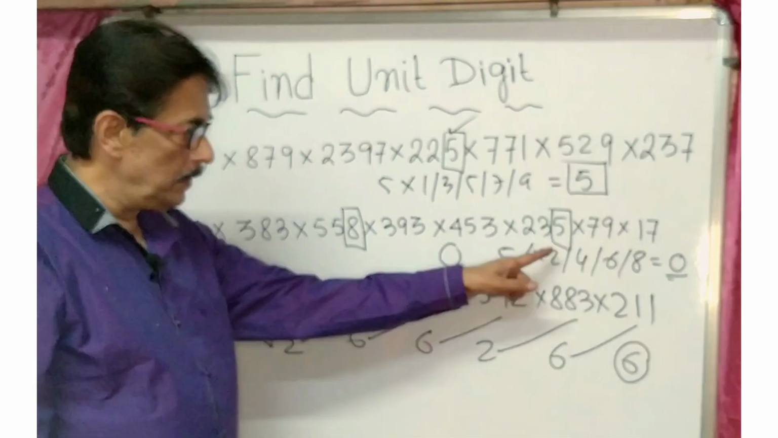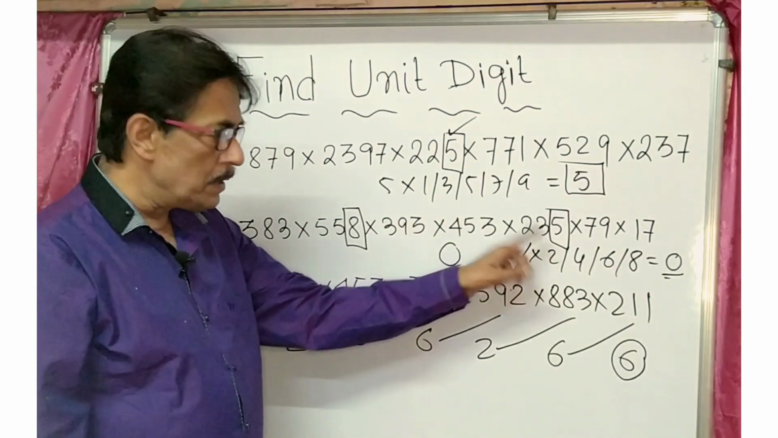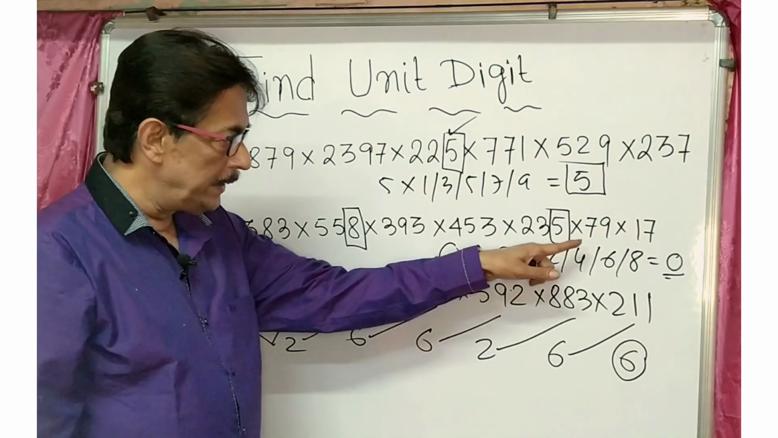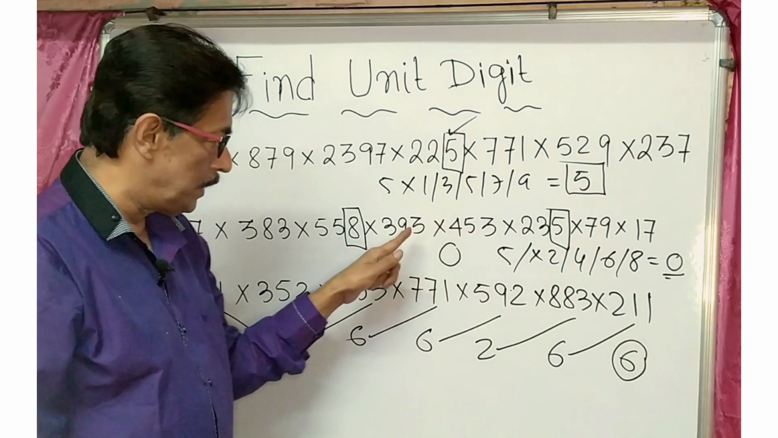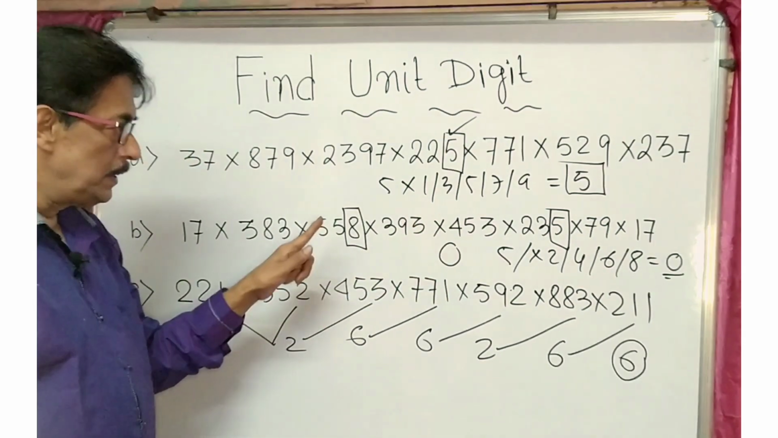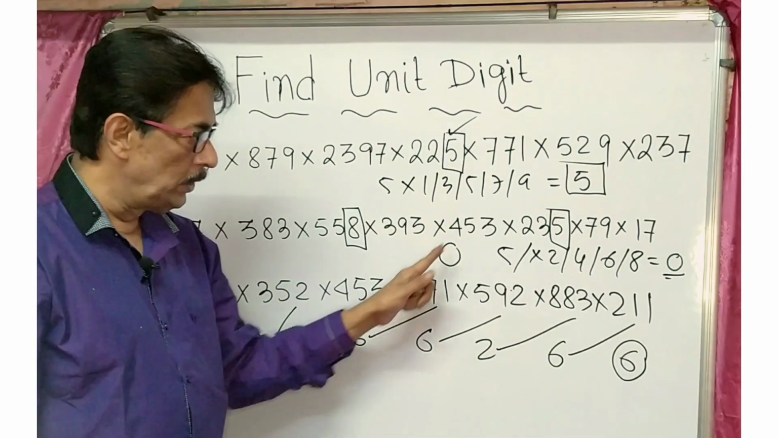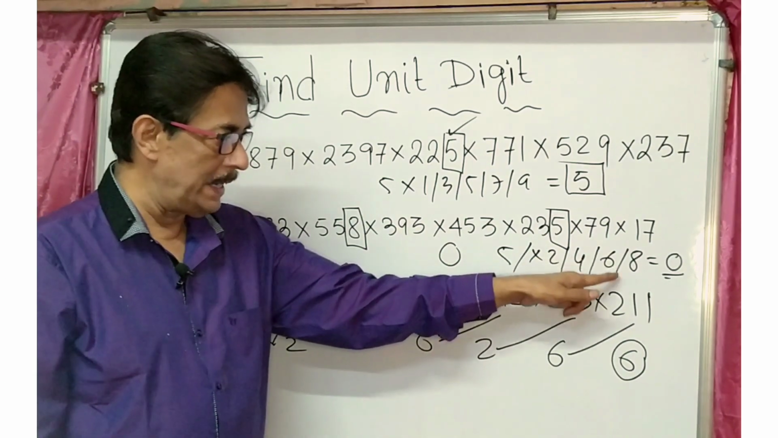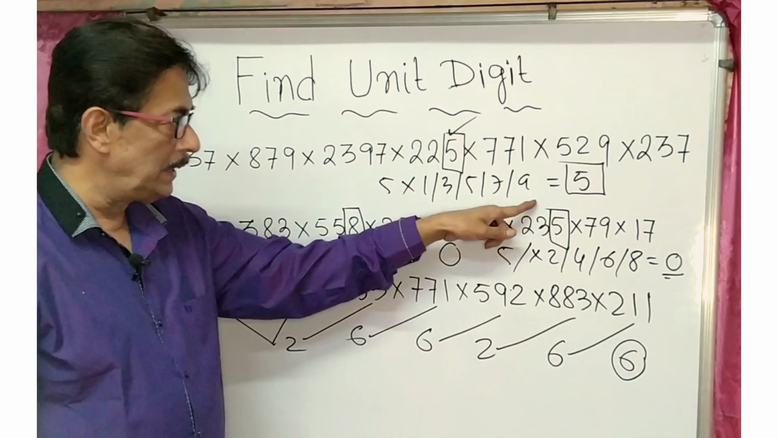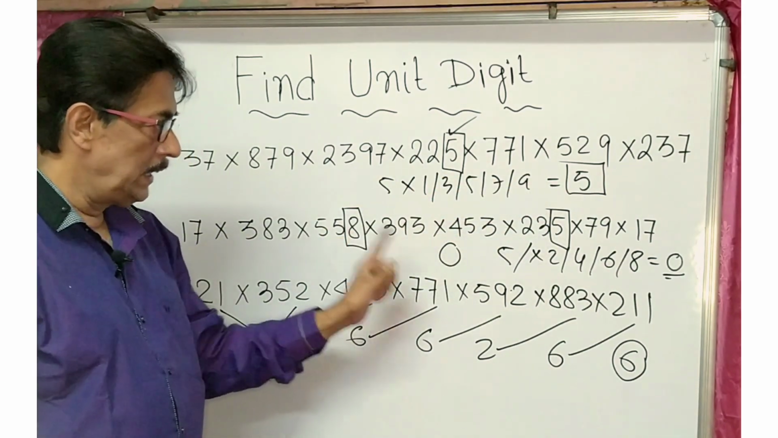Second case, 5 is on the right side. One number is sufficient. Now find out whether any even number is present or not. This has no even number. This has no even number. But this is an even number. 5 into any even number, your result is 0. Because 5 multiplied by 2, 4, 6, 8, we get 0. So first result, unit digit 5. Second result, unit digit 0.